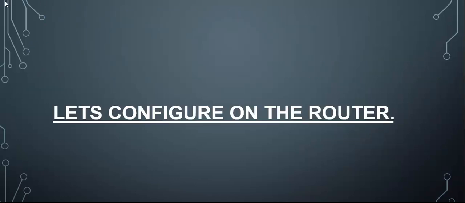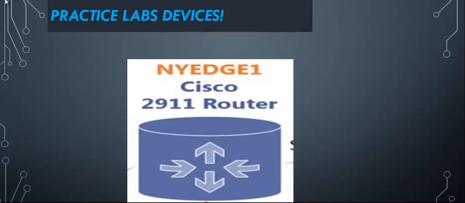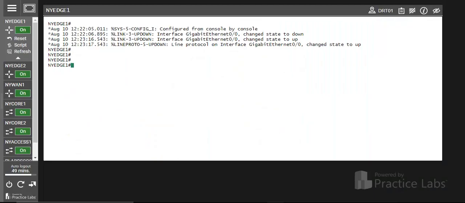Now let's configure on the router. So we will be using the practice lab device. We will be using the NY-Edge1 router in this module. So we are on the NY-Edge1 router. Moving on to global configuration mode. First of all, we will teach you how to configure the read-only community string. So the command is as follows for the read-only community string.